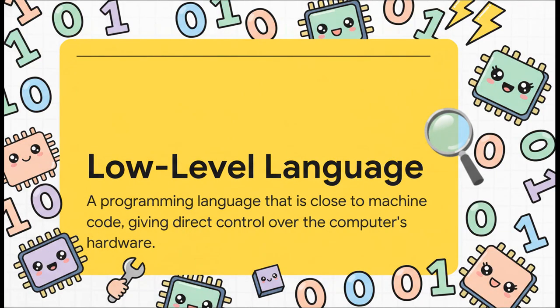And then, on the flip side, you've got low-level languages. Now, these are the total opposite. They're much, much closer to the ones and zeros the computer actually gets. This gives a programmer really fine-tuned control over the hardware, which is why you see them used for things like device drivers, where raw speed and efficiency are everything.